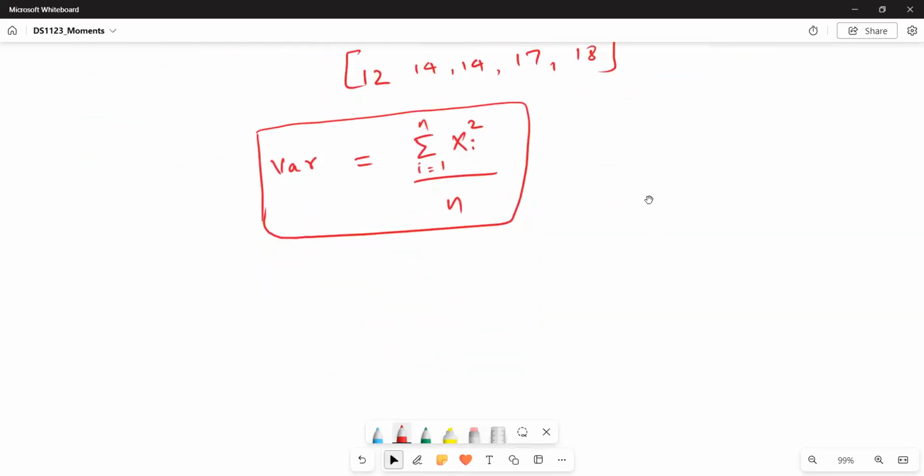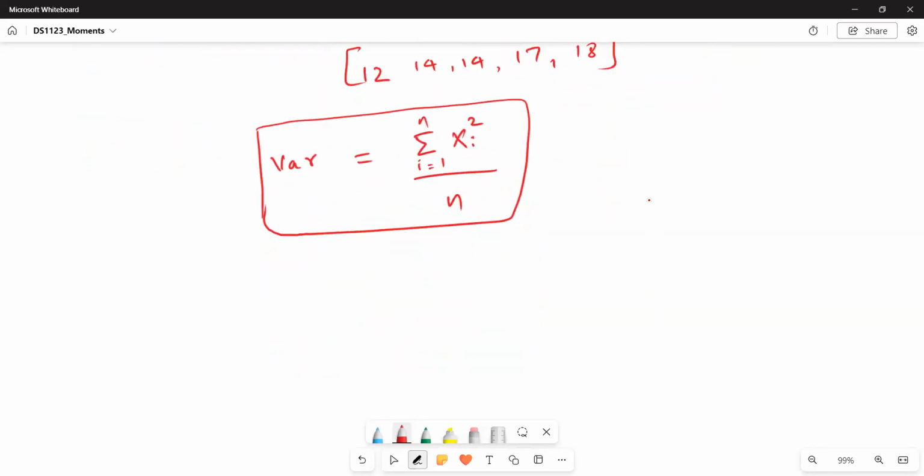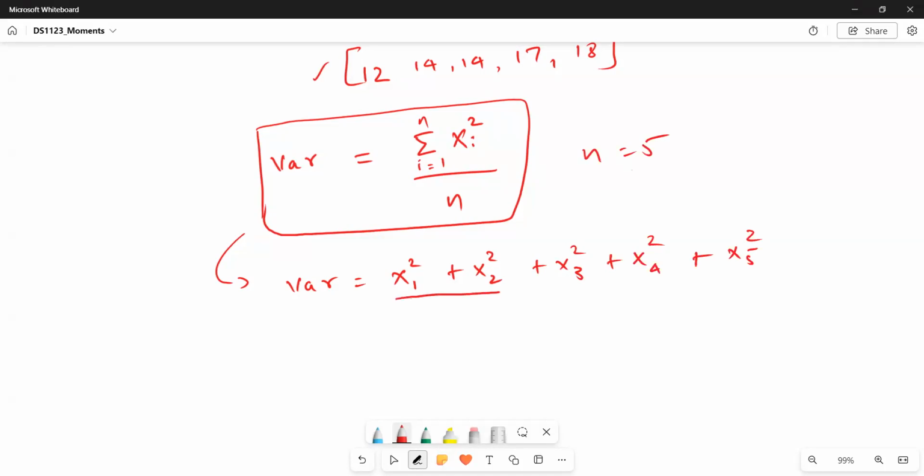You can do this calculation at your end. If you want to expand this, your variance will be expanded as x1 square plus x2 square plus x3 square plus x4 square plus x5 square. Since we have 5 elements, n becomes 5, and if you keep putting in values, the formula will be expanded up to this.